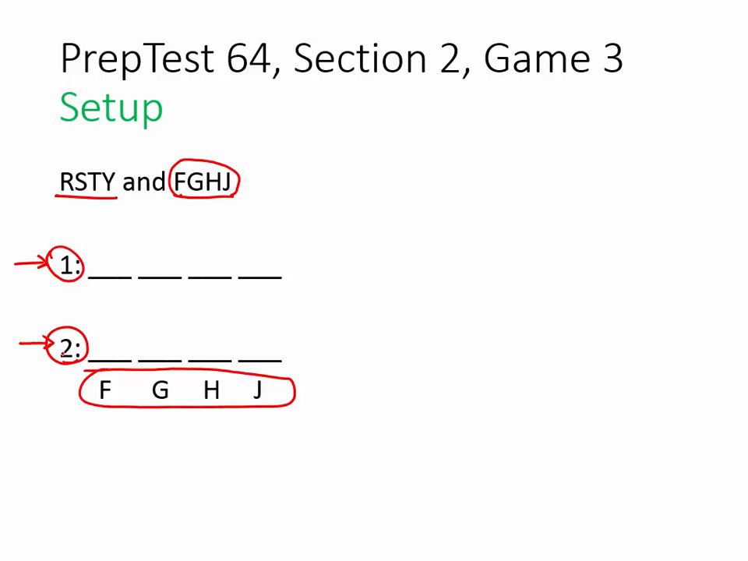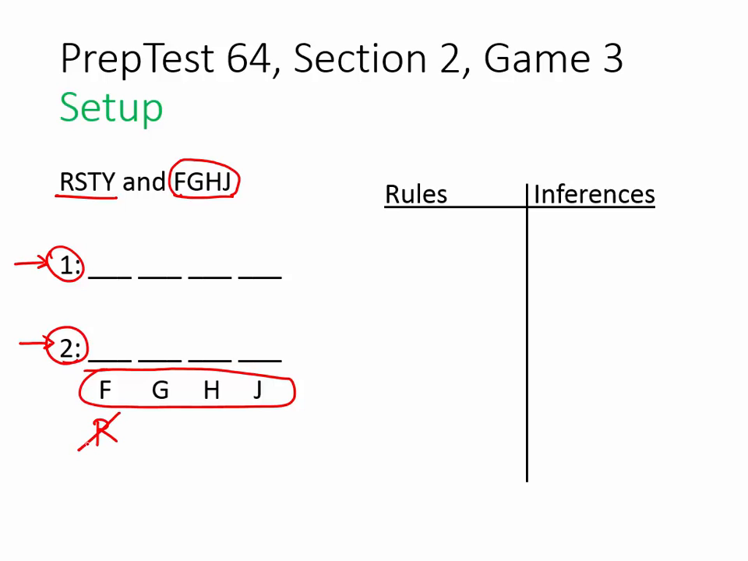So let's jump right into the rules. Our first rule: R cannot test F. Easy. So we can just go like that. Our second rule: Y cannot test J. Again, pretty straightforward. Our next rule: T must be one of the testers for H. These are nice and simple rules thus far.